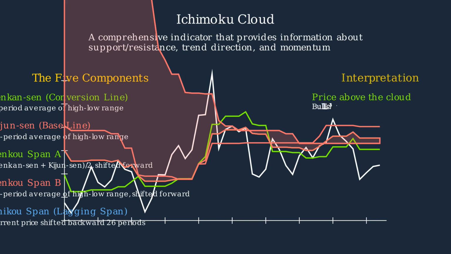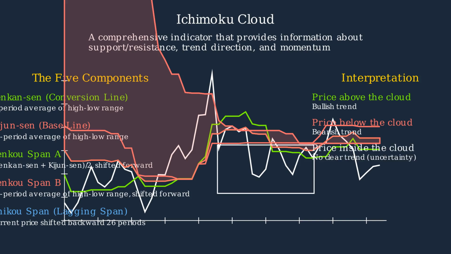Now let's look at how to interpret the Ichimoku cloud. When price is above the cloud, the trend is bullish. This indicates potential support from the cloud below. When price is below the cloud, the trend is bearish, with the cloud acting as resistance above. When price is inside the cloud, there is no clear trend. This represents uncertainty and potential consolidation.